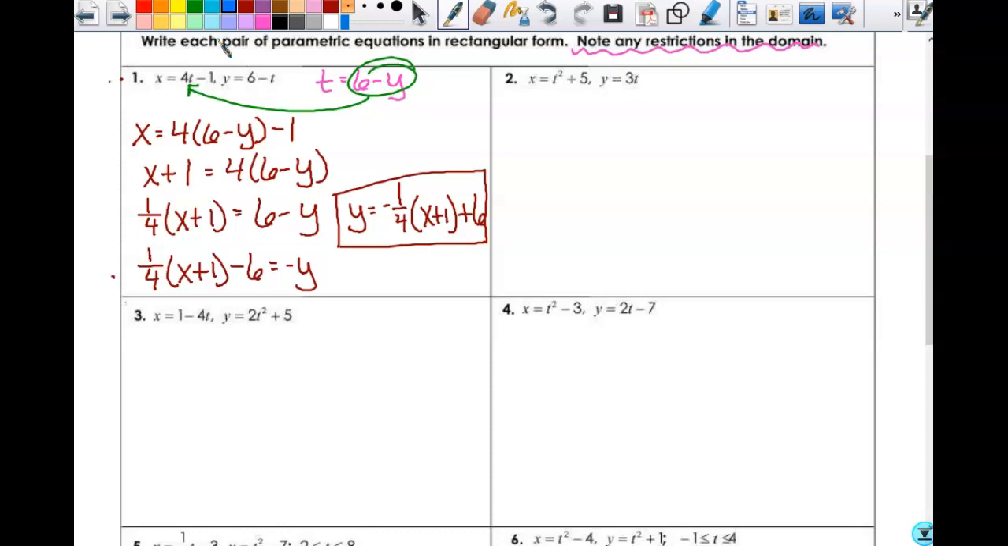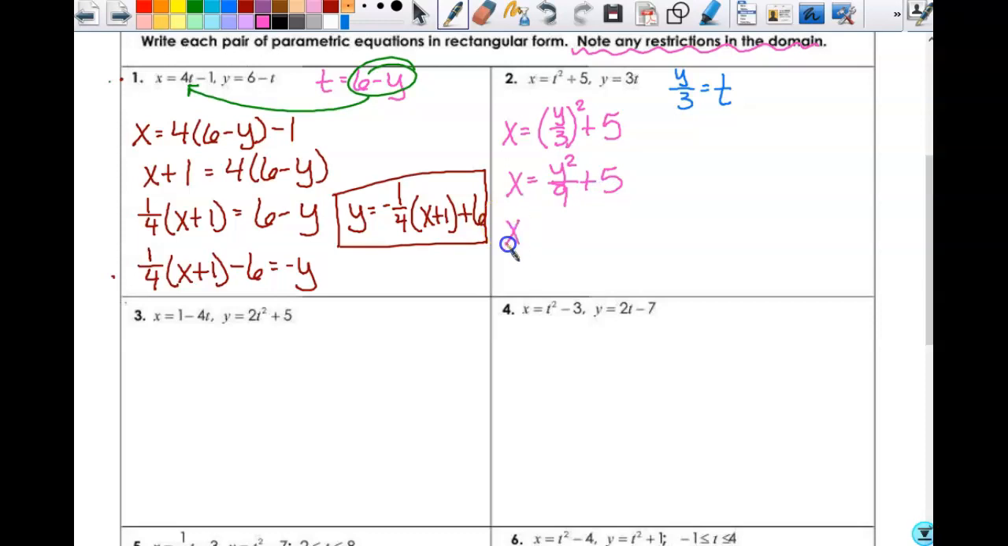I'm going to solve the second one, I think, for t. I don't want to take the square root here. So this will give me y over 3 equals t. Then I'm going to substitute it in here. And this will give me x equals (y over 3) squared plus 5. So I go ahead and square that first term, and I get x equals y squared over 9 plus 5.